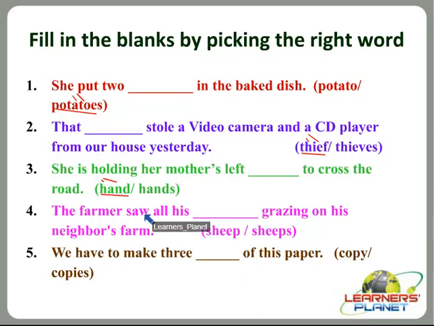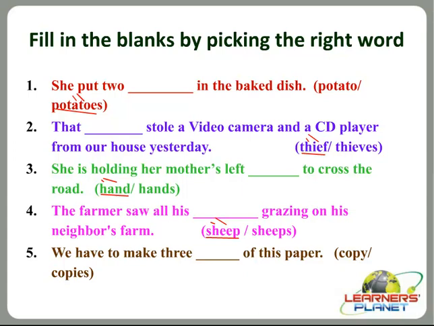Next, the farmer saw all his dash grazing on his neighbor's farm. The farmer saw all his sheep or sheeps. If you remember the rules, there is no word called sheeps. Sheep is singular, sheep is plural. So for more than one sheep also we use sheep. The correct answer is sheep. The farmer saw all his sheep grazing on his neighbor's farm.